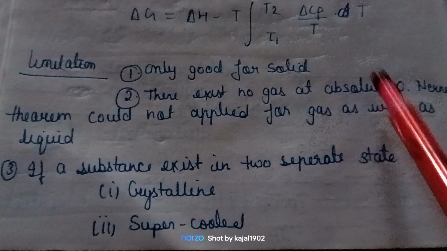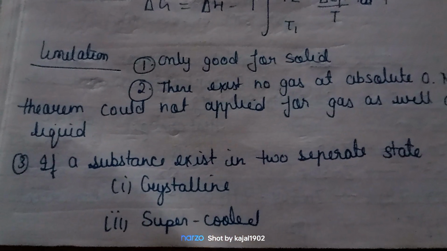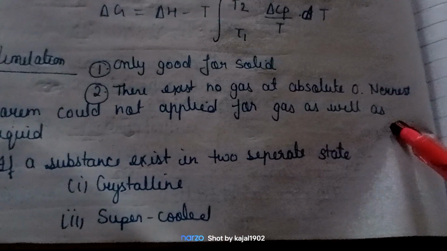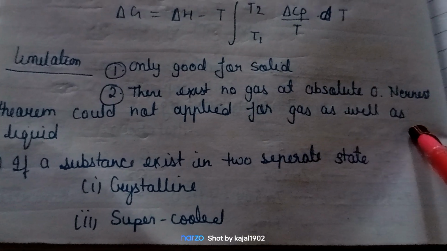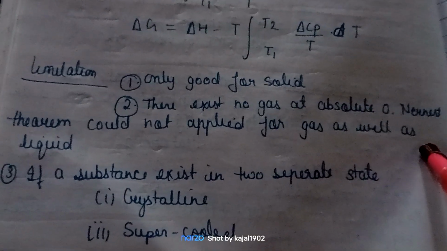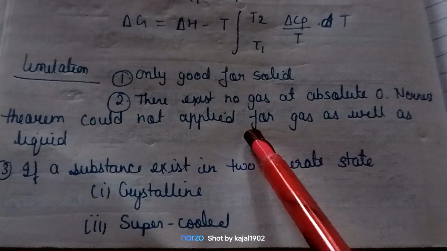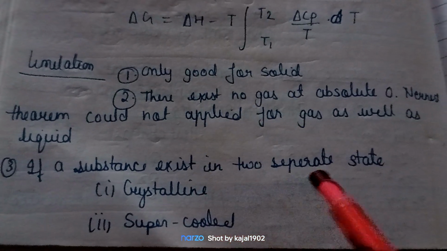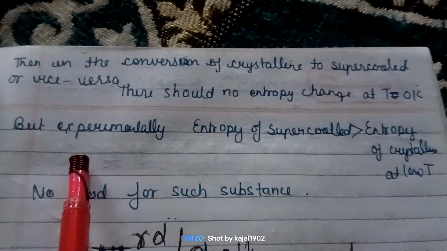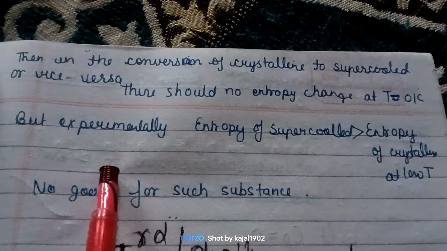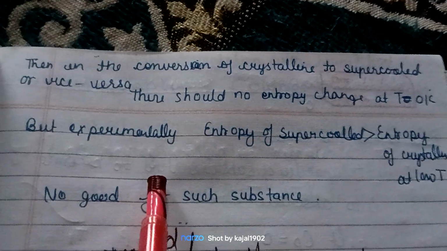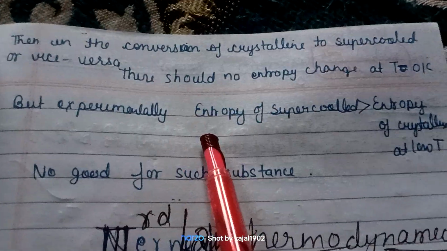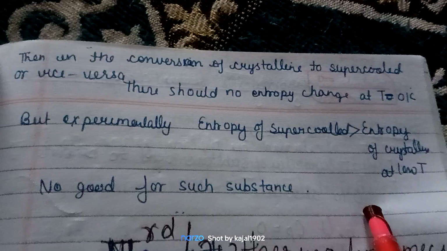What is the limitation of Nernst heat theorem? It only holds good for solids. There exists no gas at absolute 0. Nernst heat theorem cannot be applied to gases as well as liquids. If a substance exists in two separate states, crystalline or supercooled, then for the conversion of the crystalline to supercooled or vice versa, there is no entropy change. But experimentally, the entropy of supercooled is greater than the entropy of crystalline at a low temperature. So it is no good for such substances. So this is our topic.